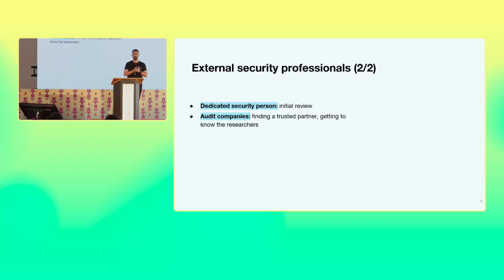now you go out and find an audit company, hopefully a trusted partner that you work with a lot, and you should start building a relationship with them. And you should also get to know the researchers who are actually looking into your code, because in most cases, you don't know who is looking into your code, but I think it's a mistake. You should also form a certain type of relationship with the specific people who are looking into your code.